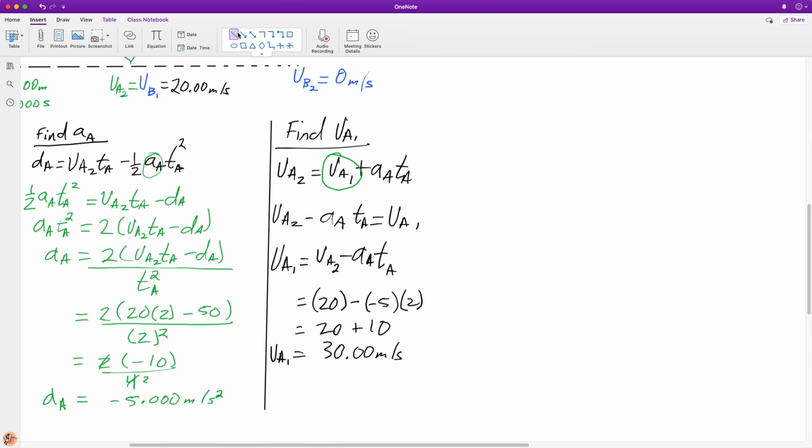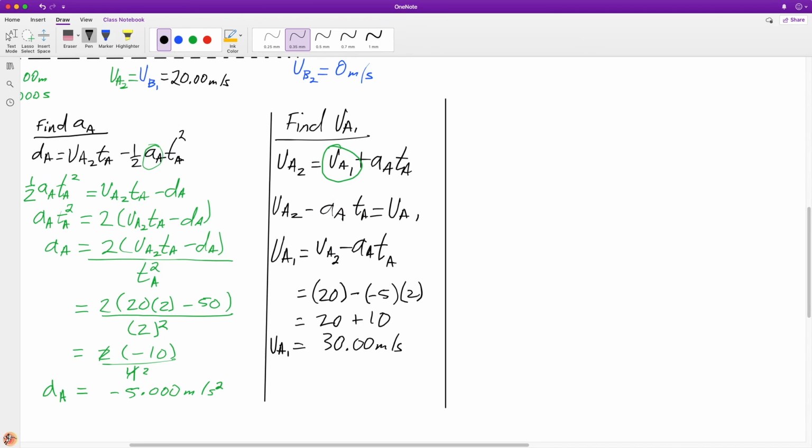Right? So we'll put a little dividing line here. Next, we have to find displacement in section B. So I'm going to make my given list for section B. So for section B, dB, VB1, VB2, acceleration in section B, and TB. All right, so first of all, this is what we are trying to find. VB1, we know the value for VB1 is 20 meters per second because the speed at the beginning of section B is the same as the speed at the end of section A.